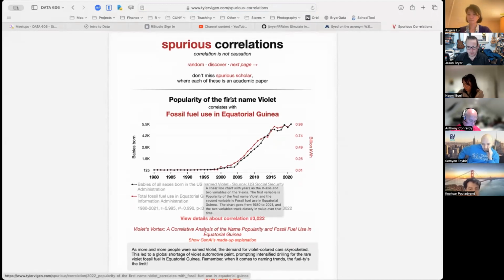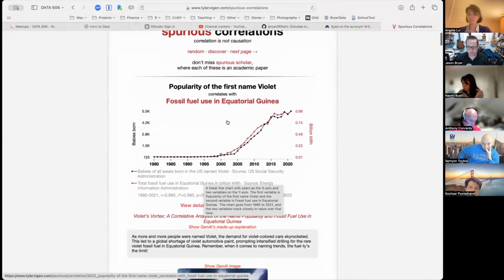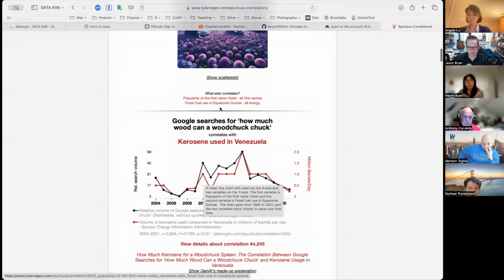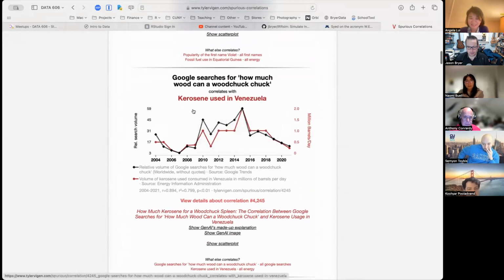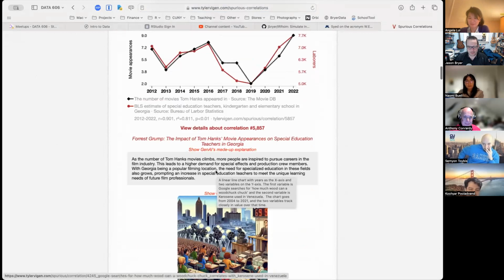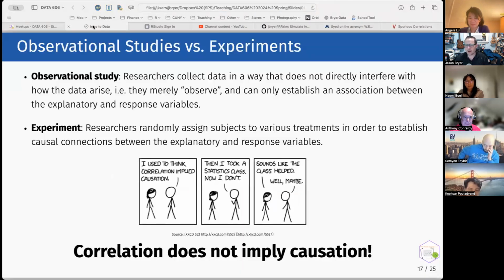So here we have the popularity of the first name Violet correlating well with Equatorial Guinea. Google searches for how much wood could a woodchuck chuck correlate with kerosene use in Venezuela, right? There's all sorts of fun ones. The one I always talk about is that there is actually a correlation between ice cream sales and crime in New York City. Does ice cream sales cause crime, or does crime cause ice cream sales? Probably not. I don't think so. Right. So in order to have causality, it's really about that control.